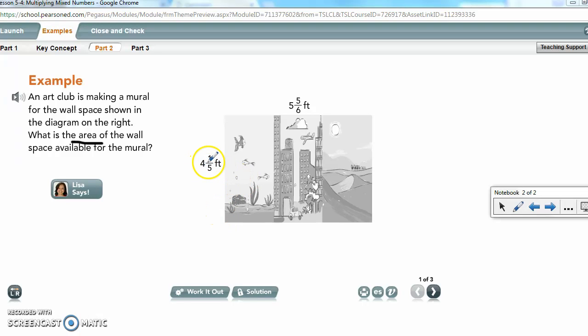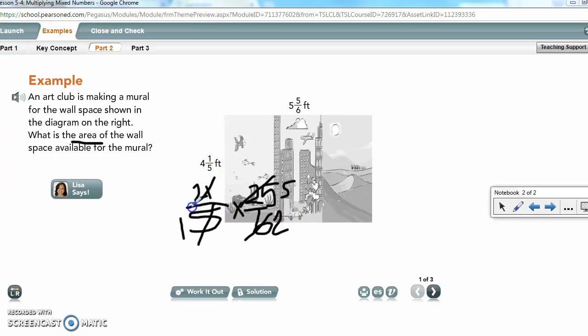4 times 5 is 20, plus 1 is 21. I get 21/5. 5 times 6 is 30, plus 5 is 35. I get 35/6. Now I can multiply these, but looking at my diagonals, I know I can pull some things out. 5 and 25 have a GCF of 5, so 5 can come out. 5 divided by 5 is 1. 25 divided by 5 is 5. Looking at 21 and 6, I know 3 is a common factor. So 6 divided by 3 is 2, and 21 divided by 3 is 7.